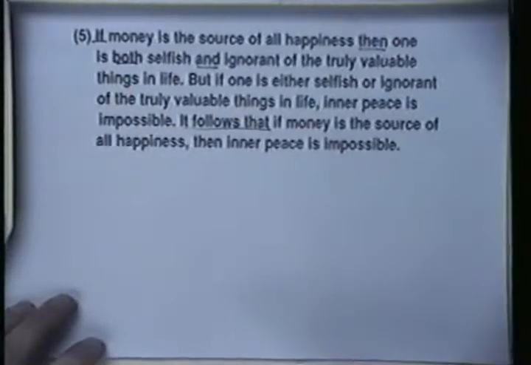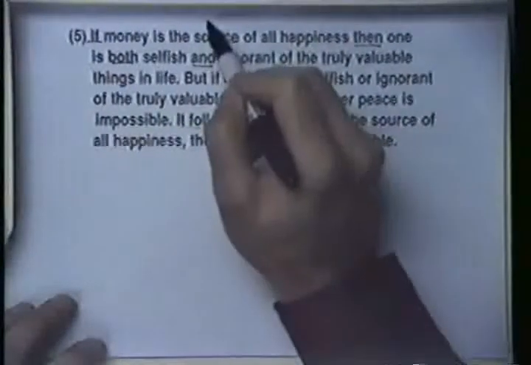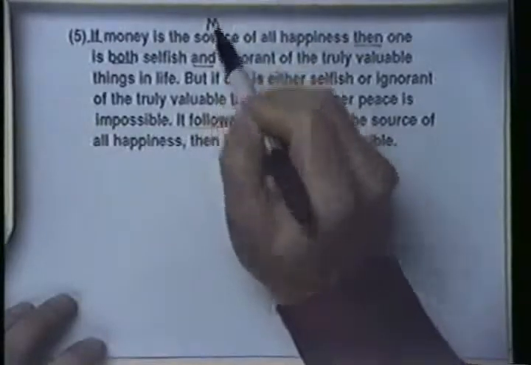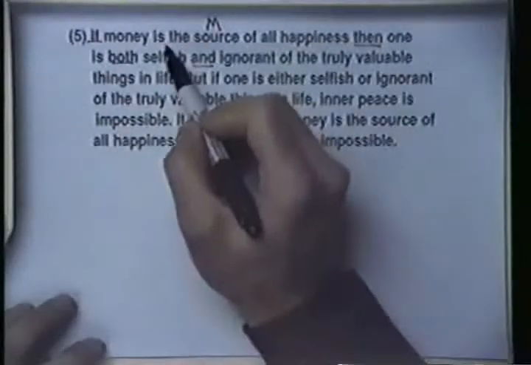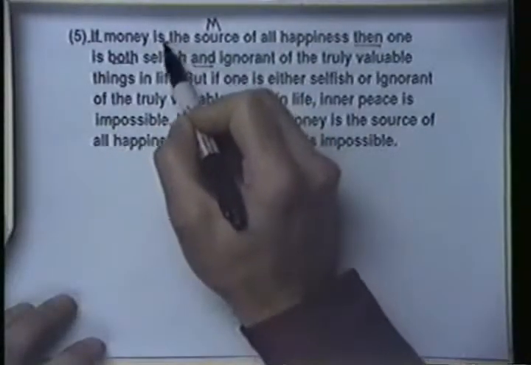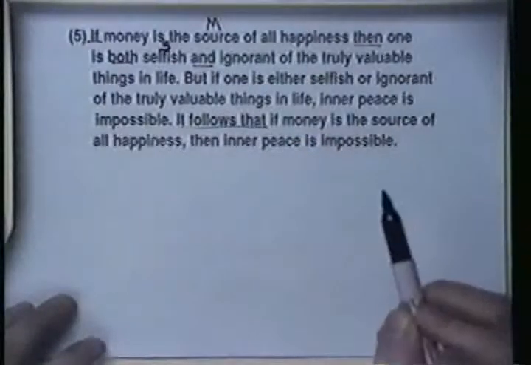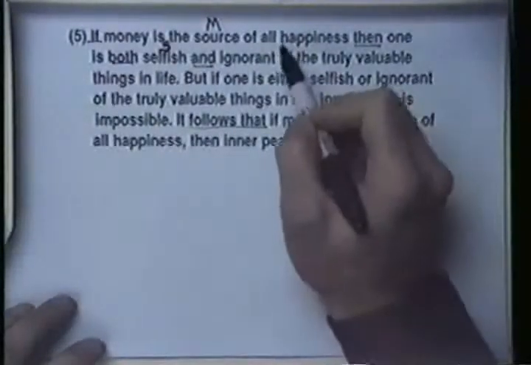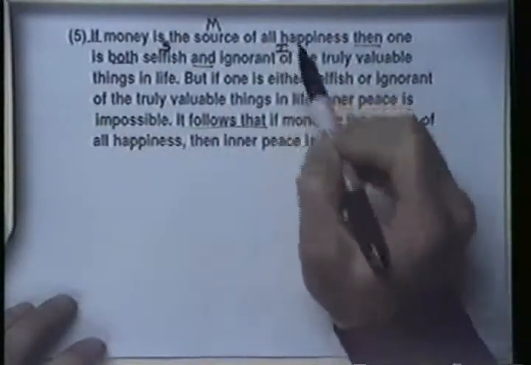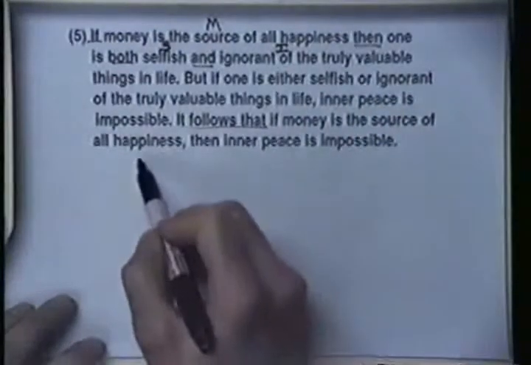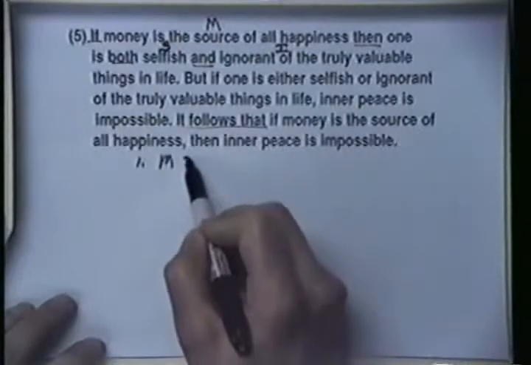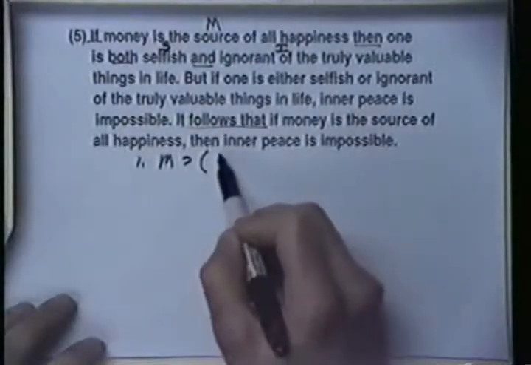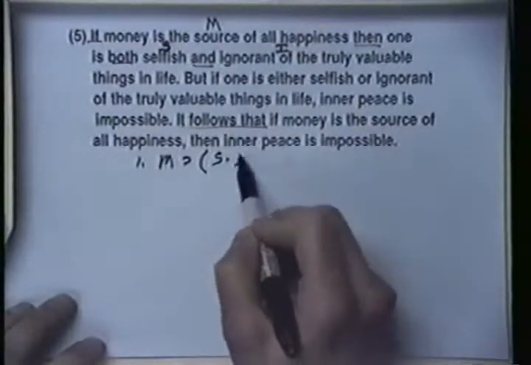Now let's assign some letters. If money is the source of all happiness, we'll let "money is the source of all happiness" be M. And then we need a letter for "one is selfish," that'll be S. And "one is ignorant of the valuable things in life," let that be I. So the first premise then will be: if M, then both S and I.